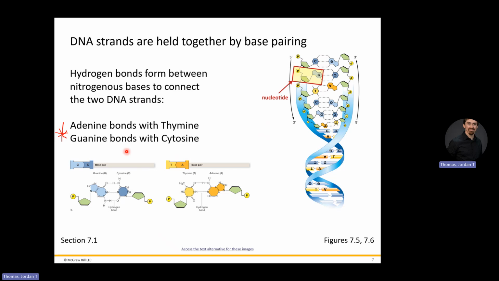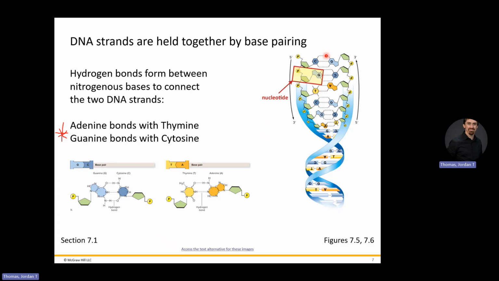A to T, C to G. They will never mix. You will never have a G to a T, or G to an A, or an A to a C. You will never have that. It's always G and C together, T and A together.